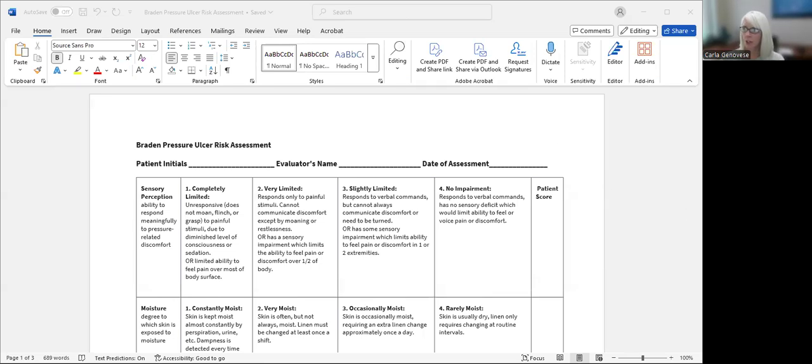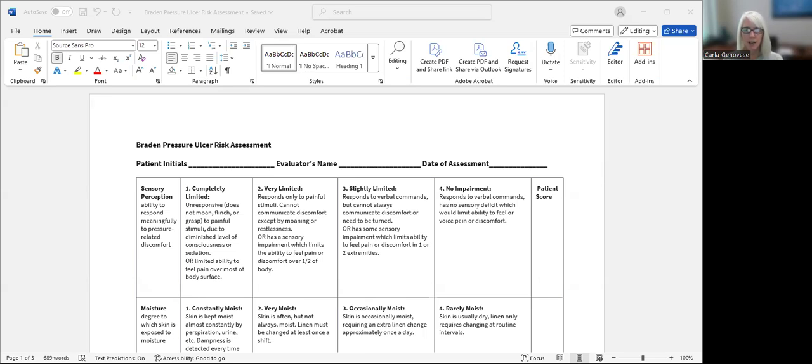Pressure injury risk screening tools assist in wound prevention as they identify those patients who are at risk for pressure injury development from those who are not. The purpose of identifying those at risk is to guide prevention and treatment.